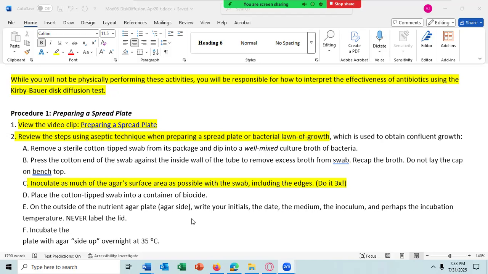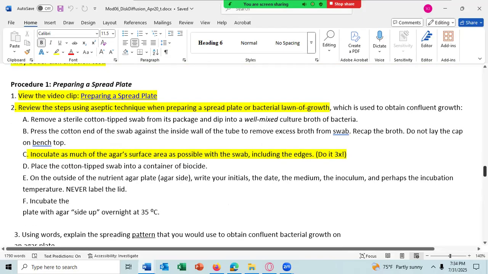And where do we put the agar, the paper disc down? I'm not seeing that here. So this is just making a spread plate with the bacteria growing on it. We don't have the antibiotics put on it yet. Maybe that's the next thing.